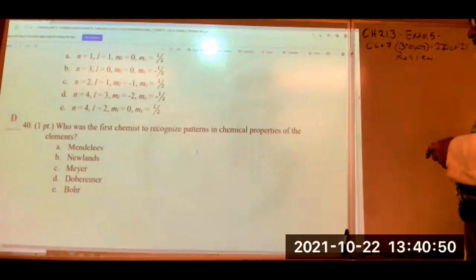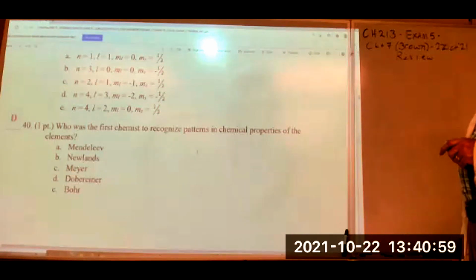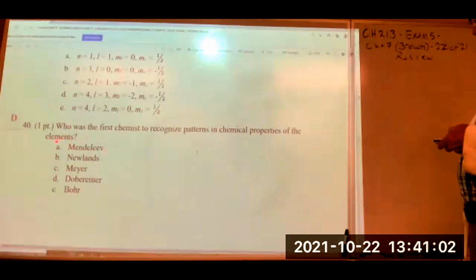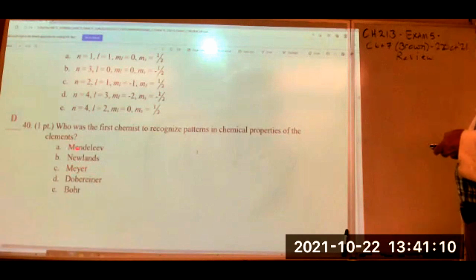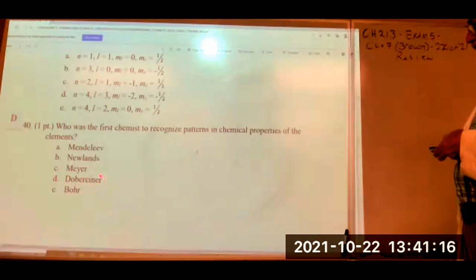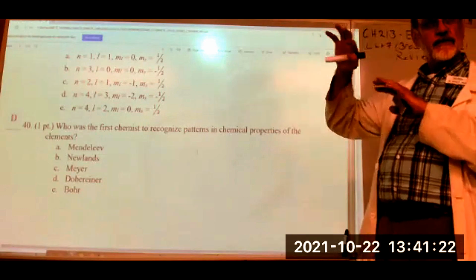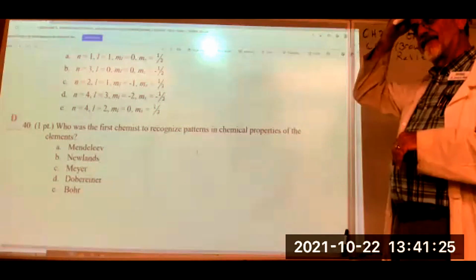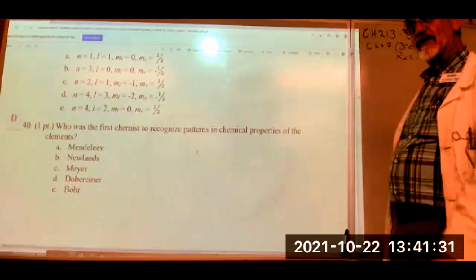Who was the first chemist to recognize patterns in chemical properties of the elements? Remember that one? Your first inclination is to say Mendeleev because he's given credit for the periodic table. Or even Julius Lothar-Meyer, who put his periodic table together about the same time as Mendeleev. They were preceded by this guy right here, Dobereiner. He recognized the relationship among triplets of elements, called them triads. So he was the first one to recognize patterns in the chemical properties of elements, Dobereiner.